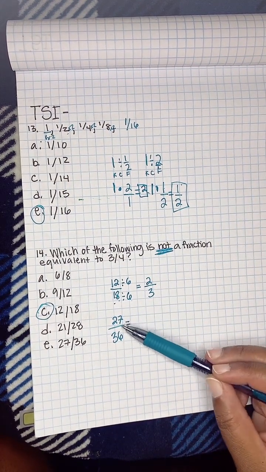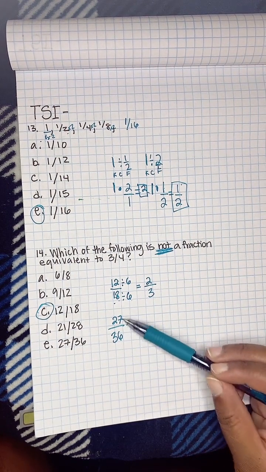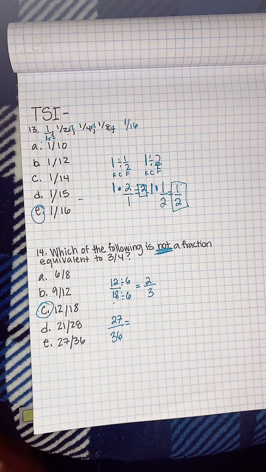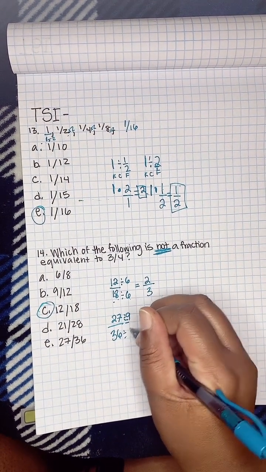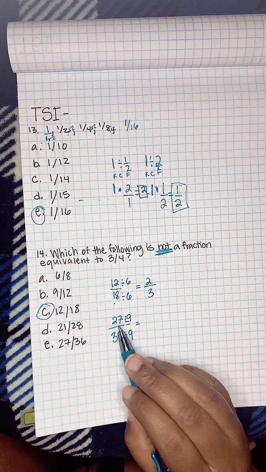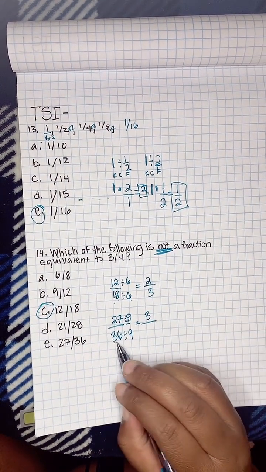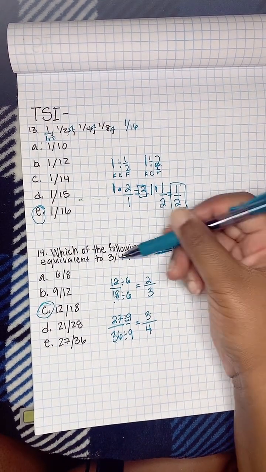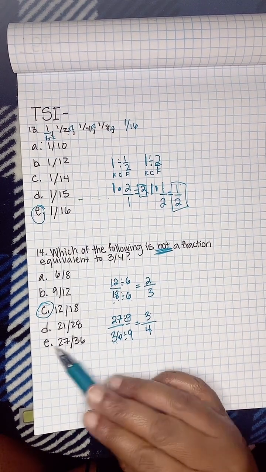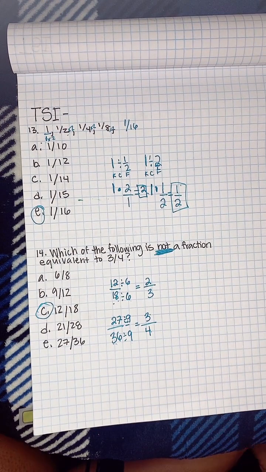So what number goes into 27 and 36? What can we divide out of these? Good. Terry said 9. Okay. So we can divide this by 9 and we can divide this by 9. So 27 divided by 9 is 3. And 36 divided by 9 is 4. So you see how this is 3/4, which is the same as here? That's why E doesn't work, because we're looking for the fraction that's not equivalent.